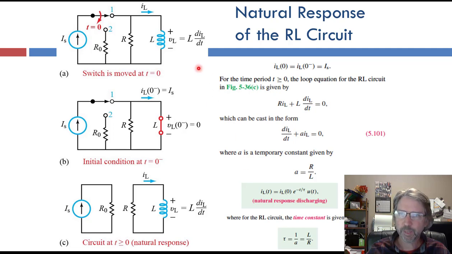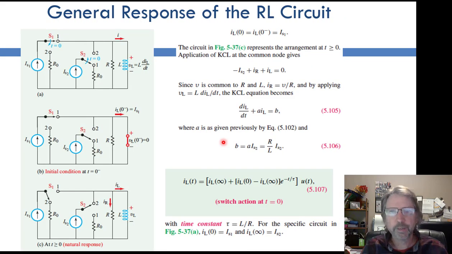Again, the process starts with initial conditions, then we analyze the circuit and hopefully find a cookbook equation. Here's the more useful one, the general response of the RL circuit. The circuit is kind of complicated. You can see we have a single inductor here, there's a resistor in parallel with it, a switch in the middle, two current sources, and another switch over here.